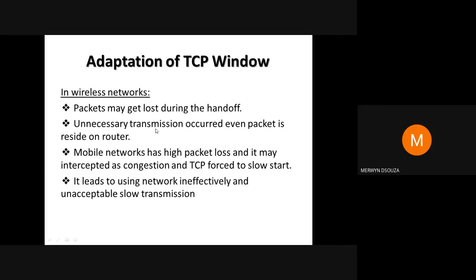These are the other reasons why mobiles may have a higher packet loss, due to all the reasons that I mentioned on the previous slide. TCP is designed in a way that the moment a packet has been lost, it thinks the packet loss is due to congestion.